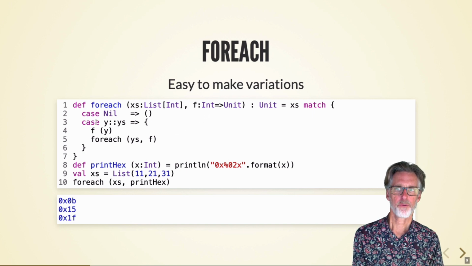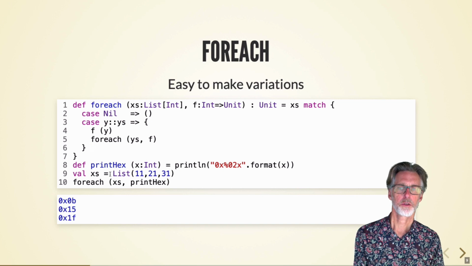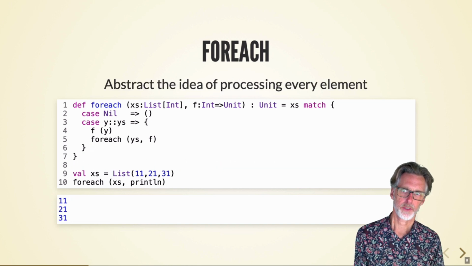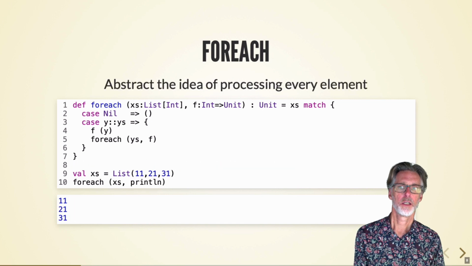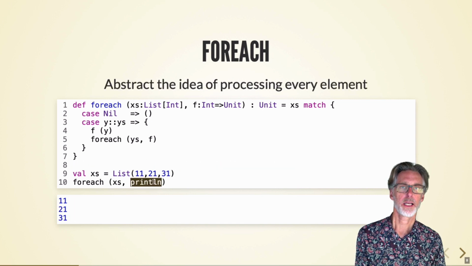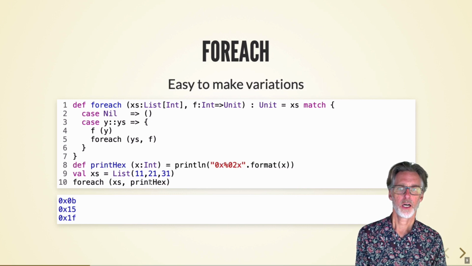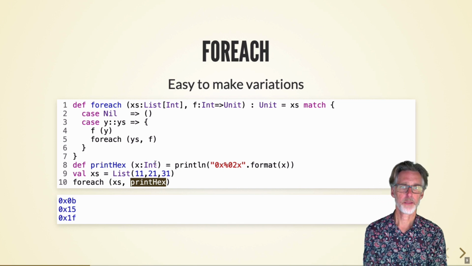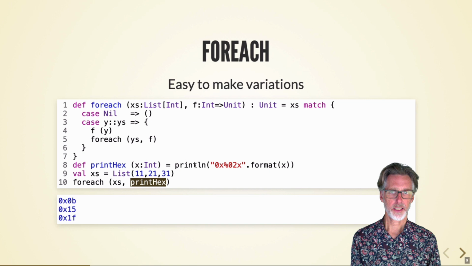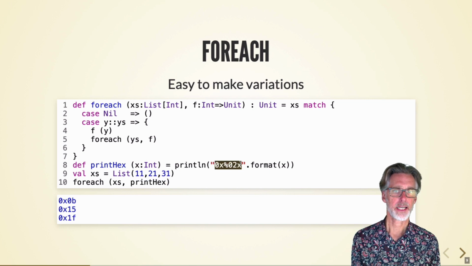So with the same foreach function, I can also do the formatted printing. So look, nothing changes in foreach. The only thing I need to change is which function I'm calling when I invoke foreach. So here I'm using the built-in println, and here I'm going to define my own function called printhex, which takes a number and prints it after formatting it.